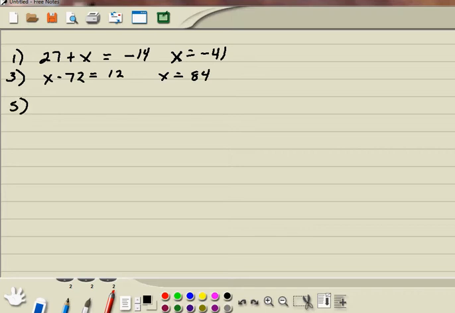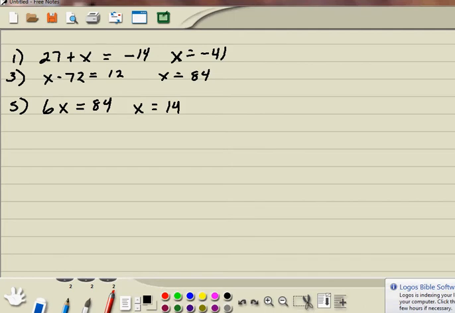Number 5, when Laura is 6 times as old as she is now, she will be 84. How old is she? Well, 6 times now, or 6x, equals 84. She must be 14. So x equals 14.